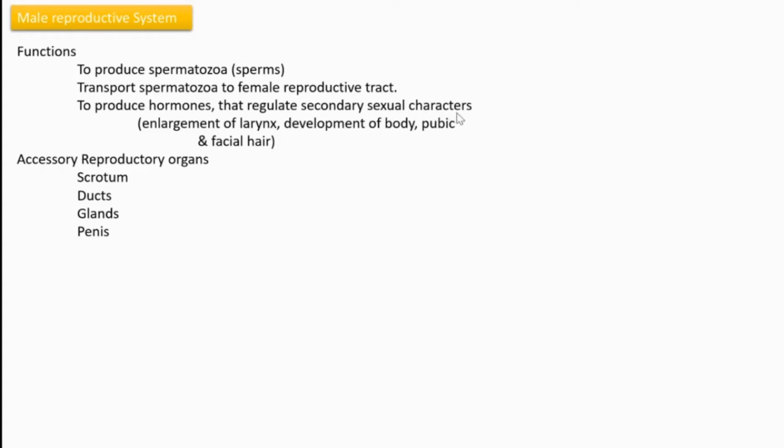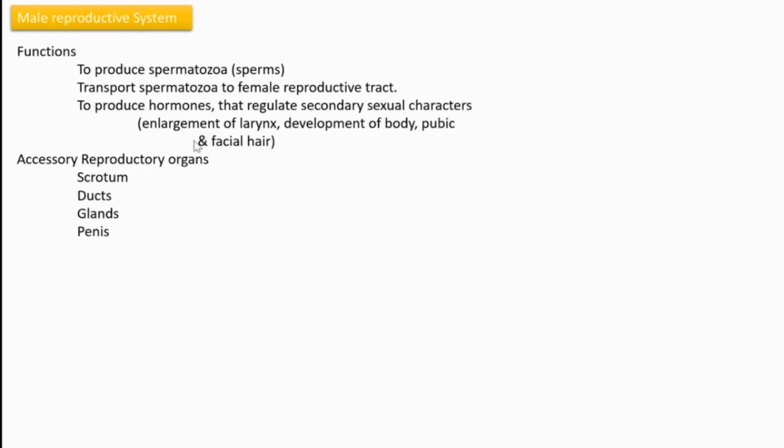What are secondary sexual characters? Primary sexual characters are those sexual characters that we own from the time of birth onwards. Each baby, whether male or female, has these characters from the time of birth. All those characters are called primary sexual characters. Secondary means those sexual characters that develop after attaining puberty.